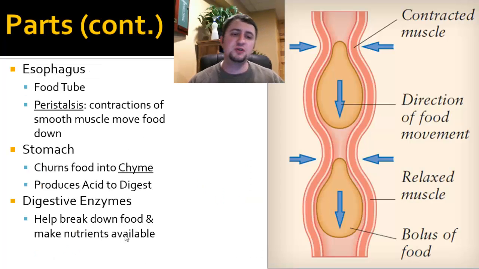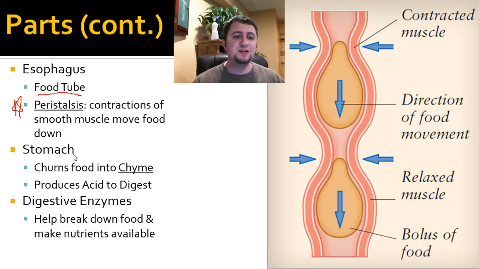So, after the food is swallowed, it's going to pass into the esophagus. The esophagus is sort of like a little food tube, the connection between your mouth and your stomach. This is really important to understand. I'm going to put a star next to this. The food doesn't just fall down due to the force of gravity from mouth to stomach. It's pushed down through these muscular contractions called peristalsis.